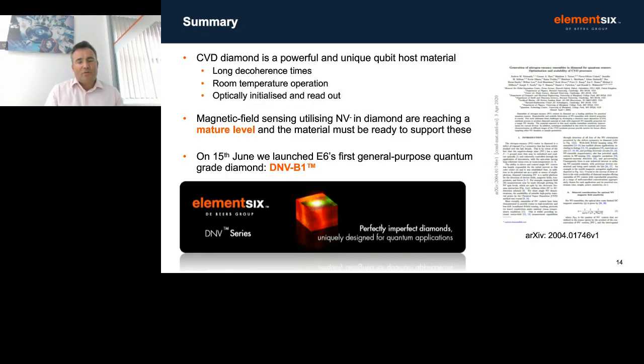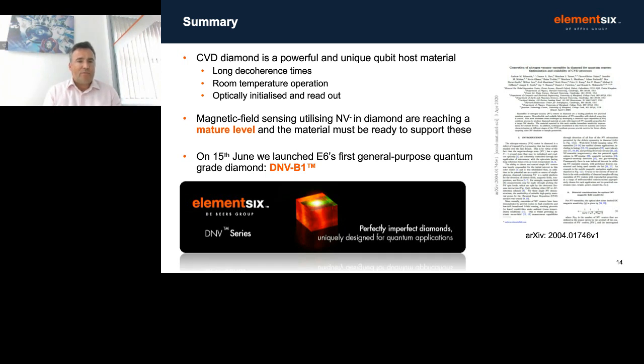So I hope in today's talk I've managed to convince you that diamond is a powerful and unique cubic host material. And by getting on top of the control of the synthesis, it's now been possible to actually show very long decoherence times of the material, room temperature operation, and of course these unique characteristics to be able to optically initialize and read out all at room temperature.